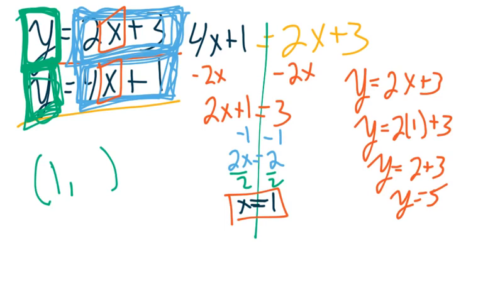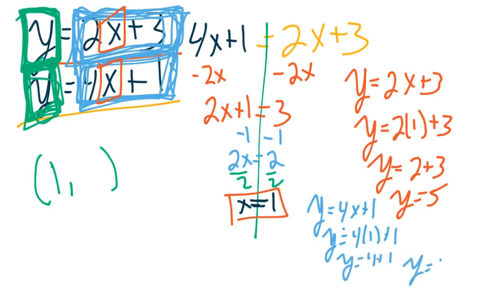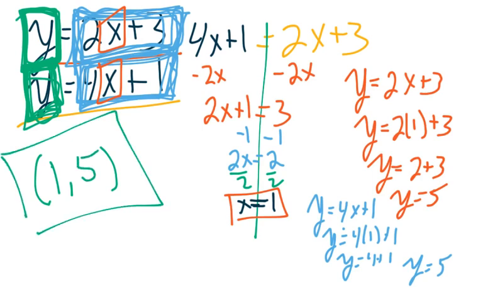Since the two equations are exactly the same at that spot, when x equals 1, again, it doesn't matter which equation we plug it into. So if we plug it into the other equation, y equals 4x plus 1, y equals 4 times 1 plus 1, y equals 4 plus 1, we still get y equals 5. So our solution for this is (1, 5). And we solved this with substitution.